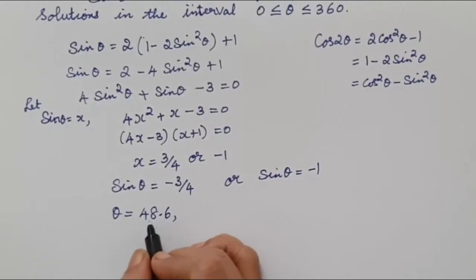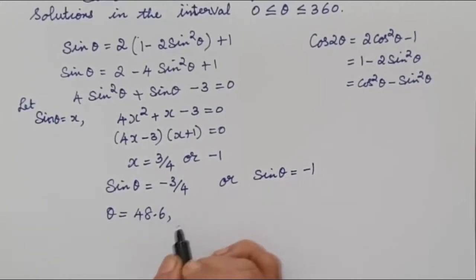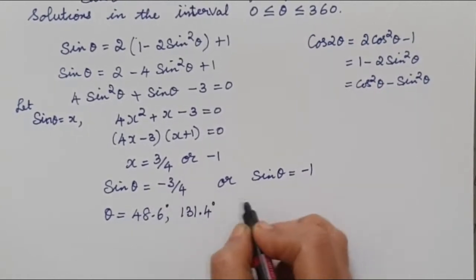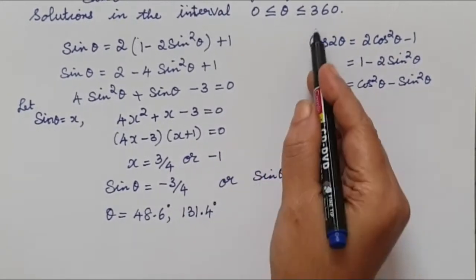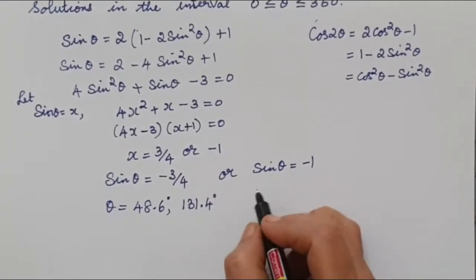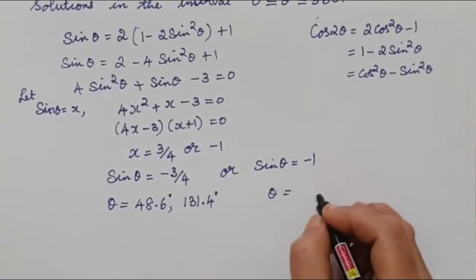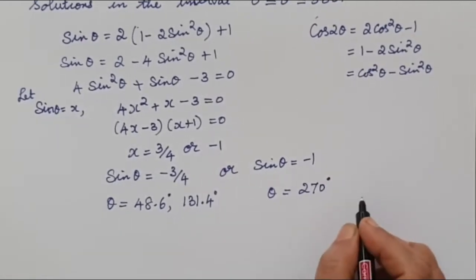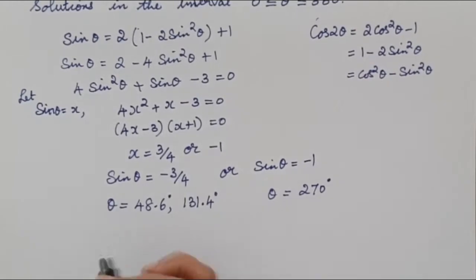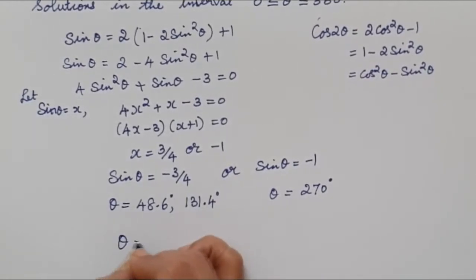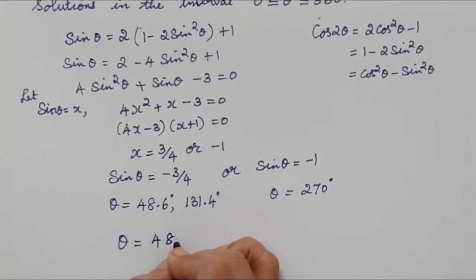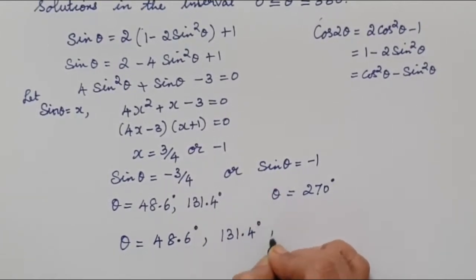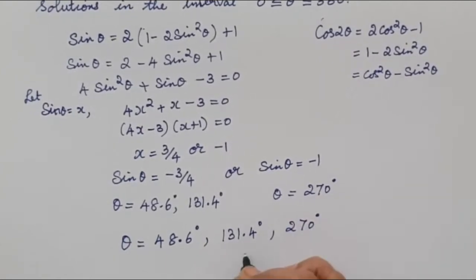And for sine, we subtract it from 180. 180 minus 48.6, we get 131.4 degrees. Later on, adding further goes outside the interval, so we don't do it further. Now for this, our theta will be equal to 270 degrees. We'll not be able to find further values, so this will be our only value. So we'll have our answers as theta equal to 48.6 degrees, then 131.4 degrees, and then 270 degrees.